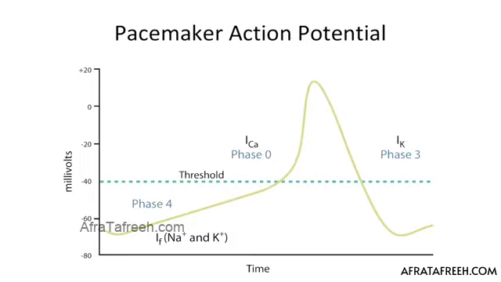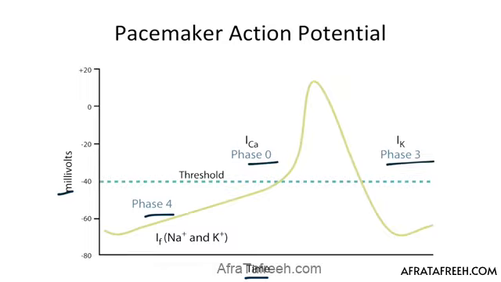Okay, moving on to pacemaker action potentials. This is figure 2.5 from your text, which shows a typical pacemaker action potential. The y-axis is measured in millivolts, and the x-axis is measured in time. As you can see, a pacemaker action potential looks quite different from a cardiac myocyte action potential. You'll notice that there are only 3 phases in pacemaker action potentials, and they're labeled in a way that may seem confusing. So we have phase 4, phase 0, and phase 3.